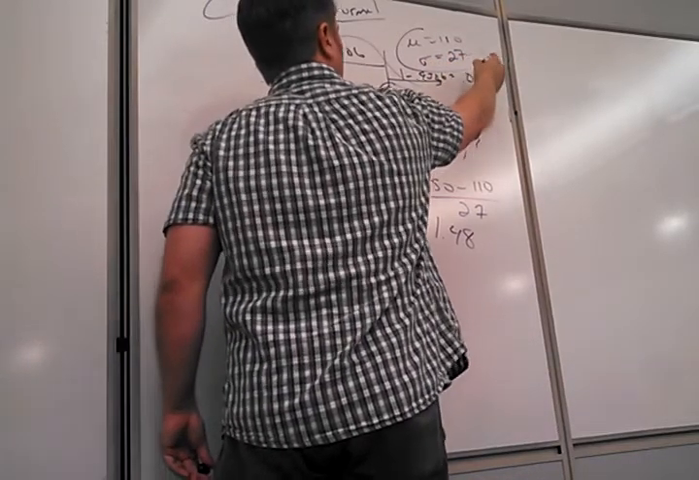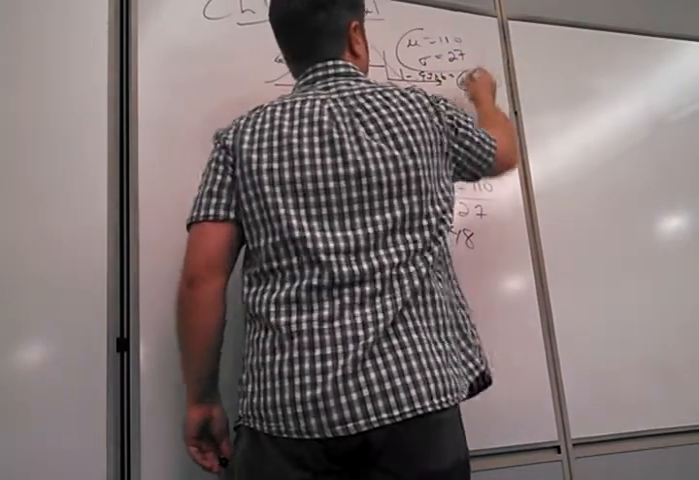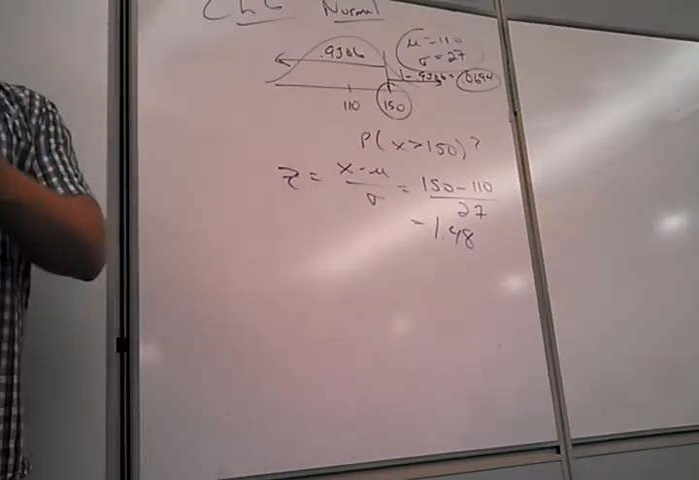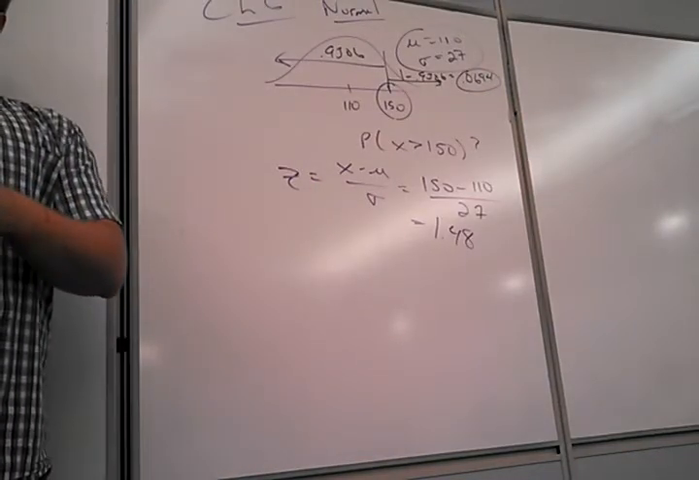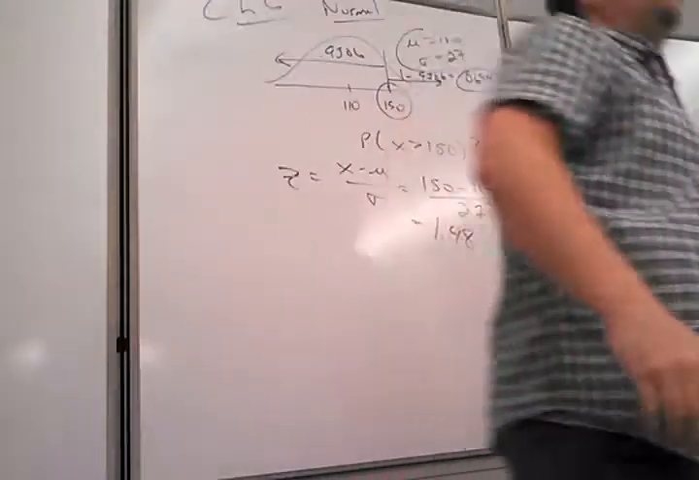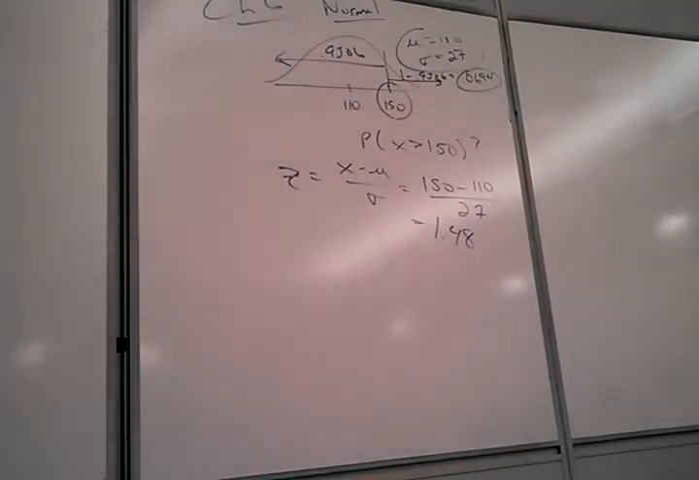Is that cool? Yep. What do you get when you look up negative 1.48? That answer. You get that answer, because of the symmetry. If I look at negative 1.48, negative 1.4, 8, 0.0694.